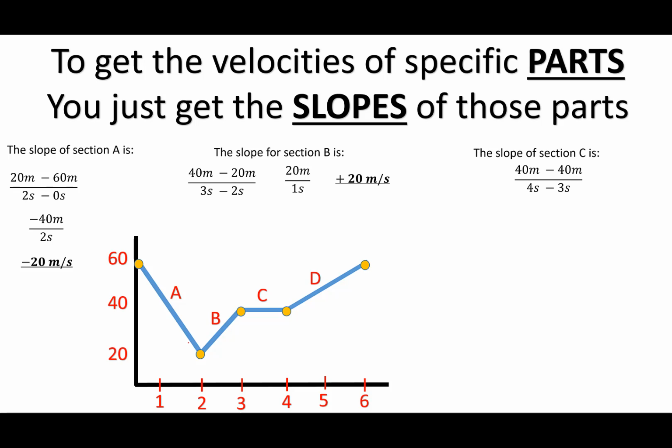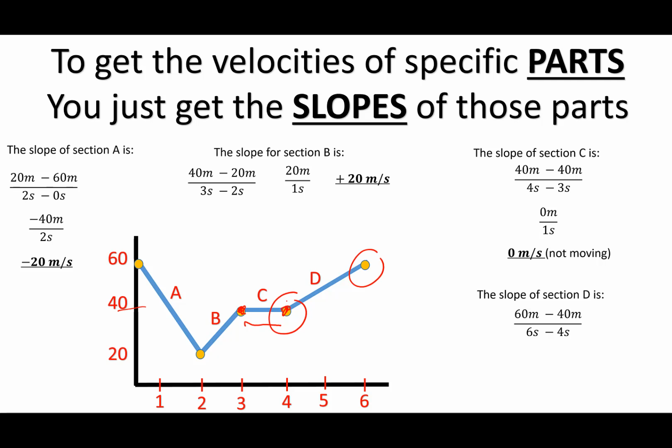Section C. You can see that they're not moving because it's horizontal, but if you want to calculate it, you can. Right here, the position is 40. Here, the position is 40, so the difference is 0. 0 divided by anything is 0. They're not moving. And then finally, this last section of the slope. Do the same thing. y2 minus y1, divided by x2 minus x1. And what you get is 20 over 2, which is positive 10 meters per second. I would always put the positive and negative on the velocities here, just to let you remember that it's a directional sign. But if you leave it off, that's okay, as long as you remember that a positive is there.